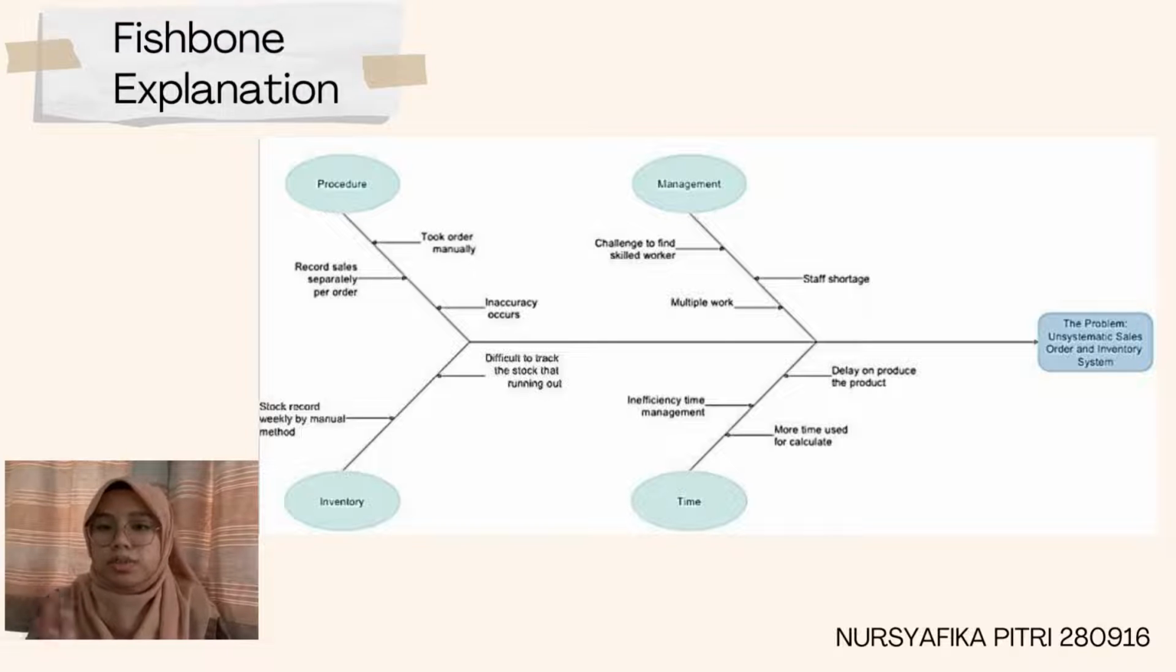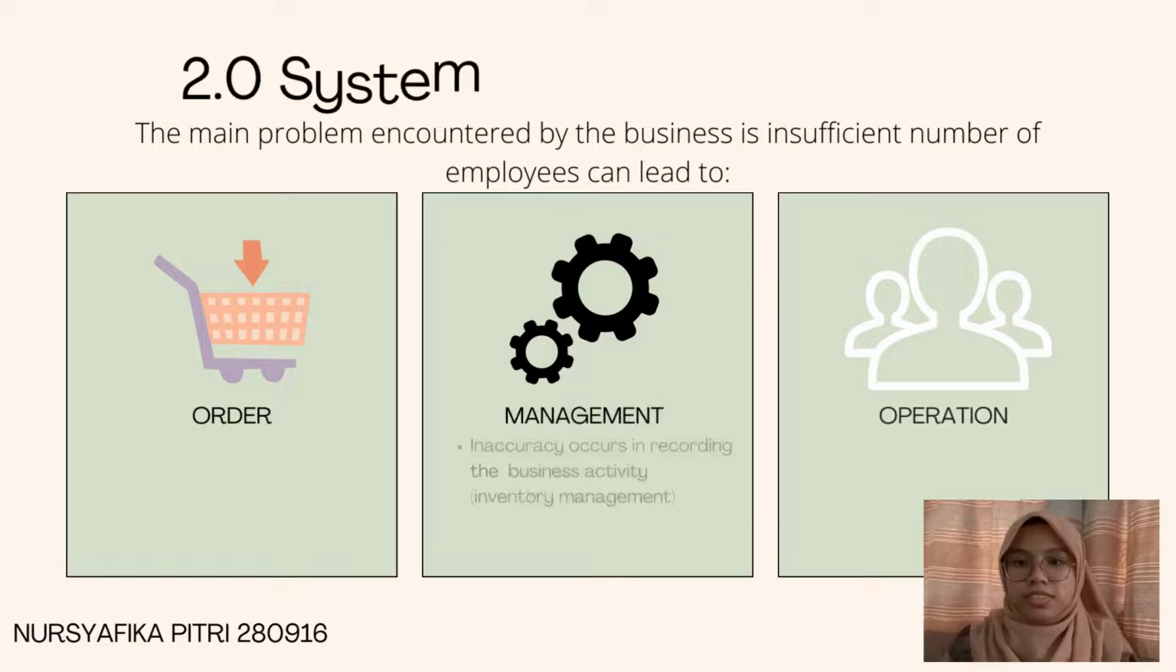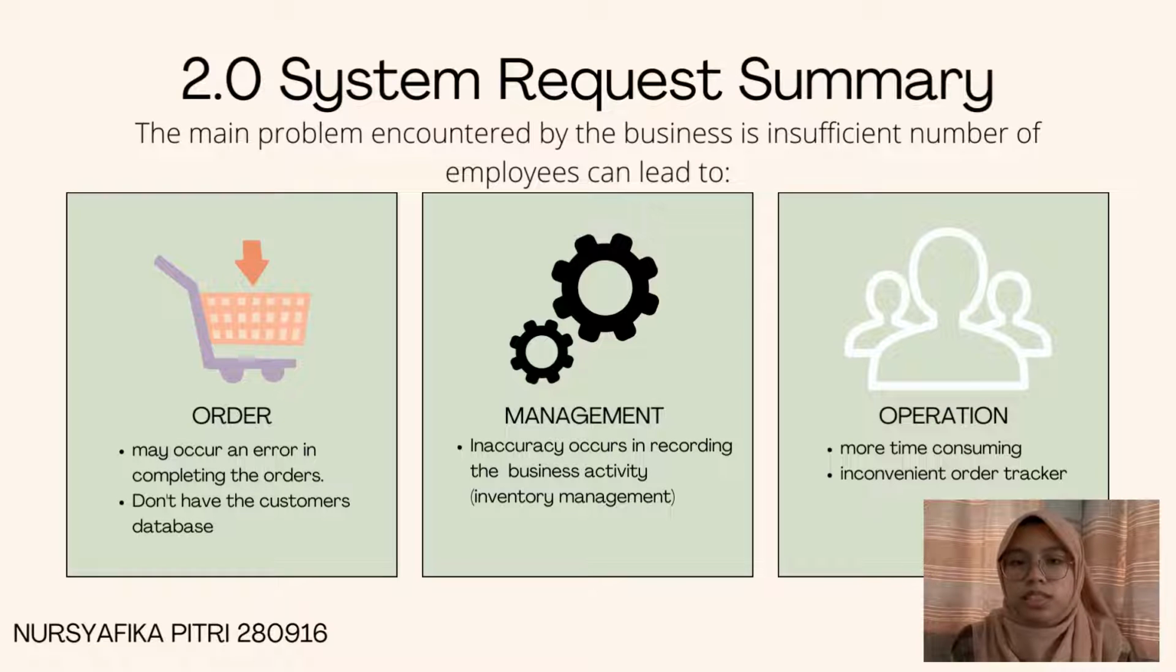This is our fishbone explanation, and I will explain more about the fishbone on the next slide. Next, for the system request summary, what is the point of view of Dynasuite Gift Enterprise on it? For them, a detailed explanation of a business requirement can be created to get new business value for finding the solution to the problem.